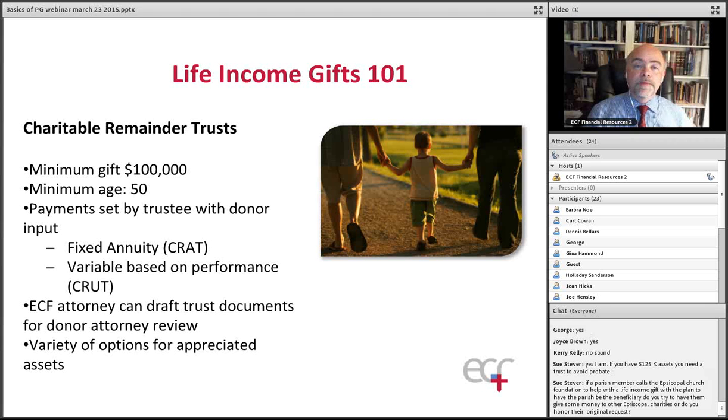And if you're working with the Episcopal Church Foundation on these, as long as 51% or the majority of the ultimate gift goes to Episcopal entities, 49% or less can go to non-Episcopal entities. So this is a very useful tool for those people who may have a variety of passions, including the Episcopal Church.